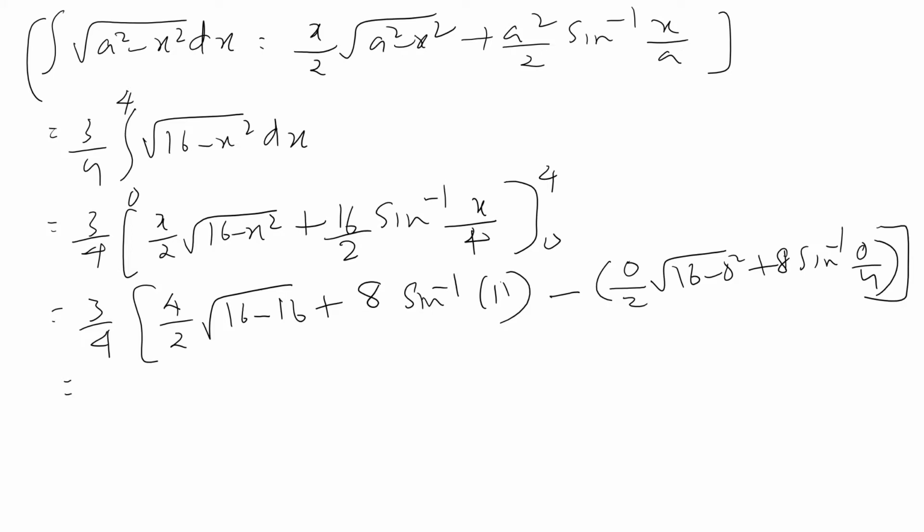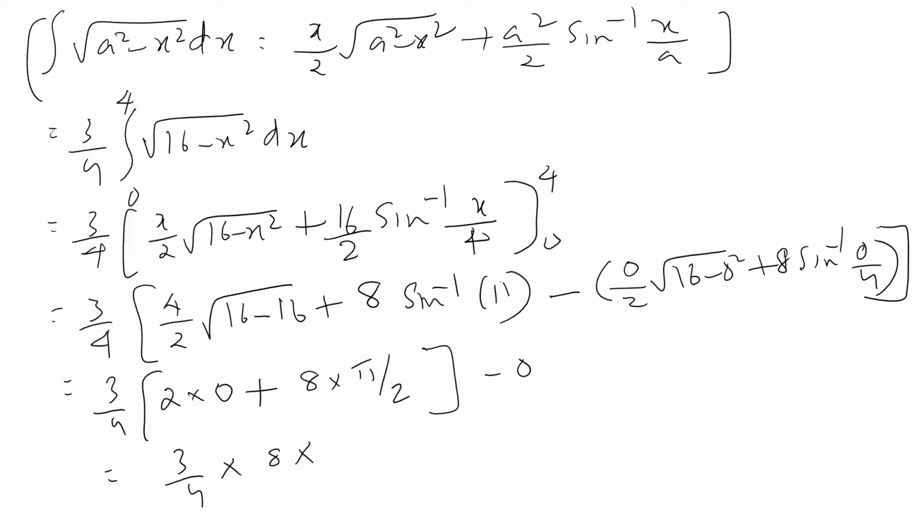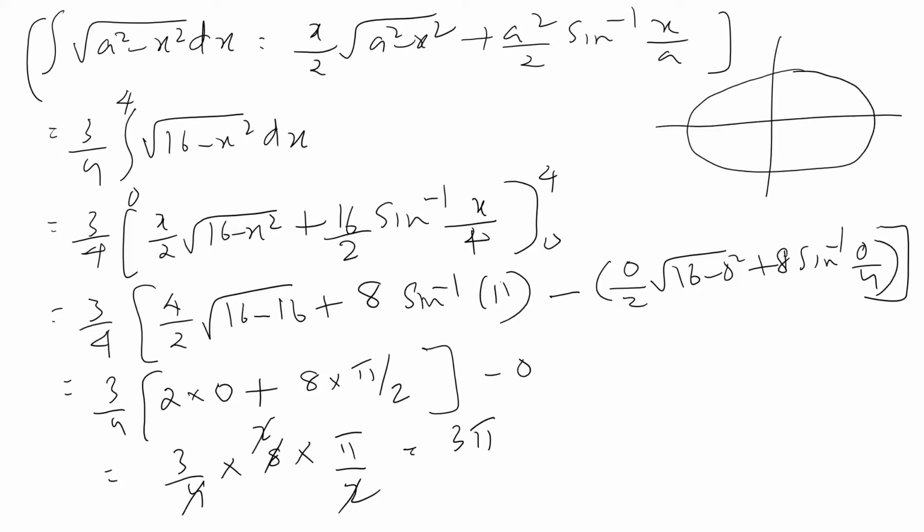This is equal to 3 by 4 into 4 by 2 will become 2, but inside the root it will be 0, plus 8 into sine inverse 1. What is sine inverse 1? It is pi by 2. And the other terms will become 0. So this is equal to 3 by 4 into 8 into pi by 2. So when you cancel, 2 will get cancelled and we will get 3 pi. So this is the area of the small portion. That means only OAB. OAB is 3 pi.